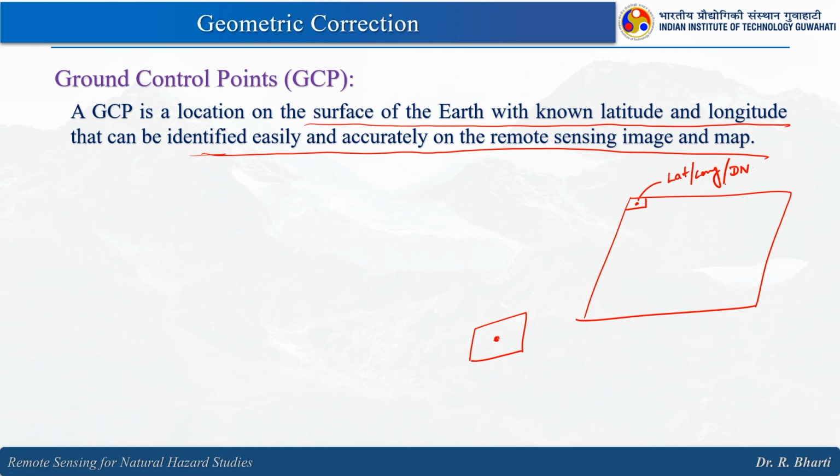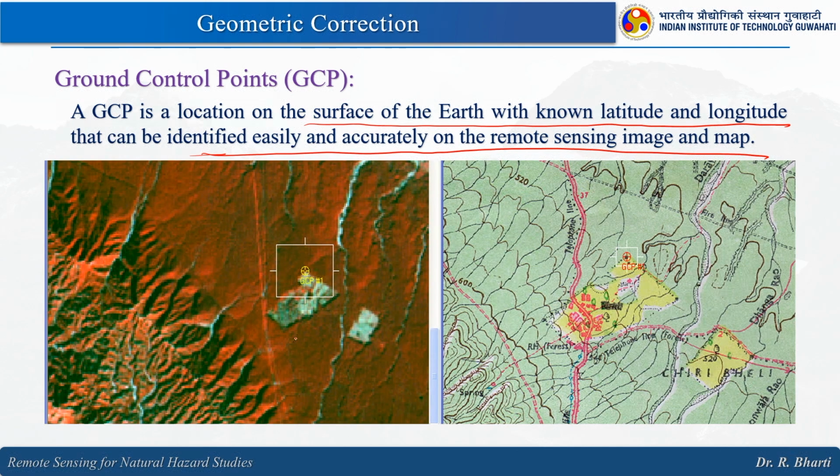So when we have one location from the ground, let's say this is a temple or mosque, we can note this location through our mobile phone or through our GPS, and then we try to locate where it is in this particular image, right. So that is called a ground control point. Here is one example: this is the satellite image, this is a topo sheet.